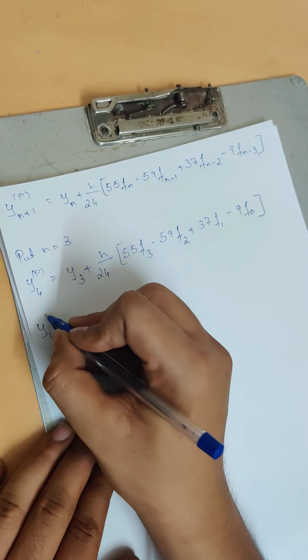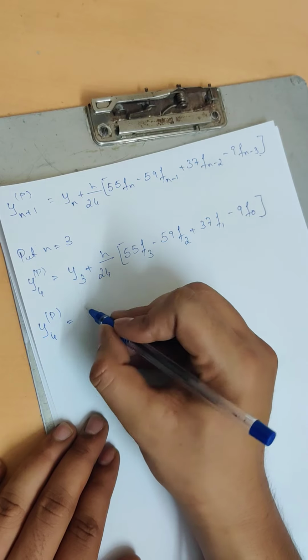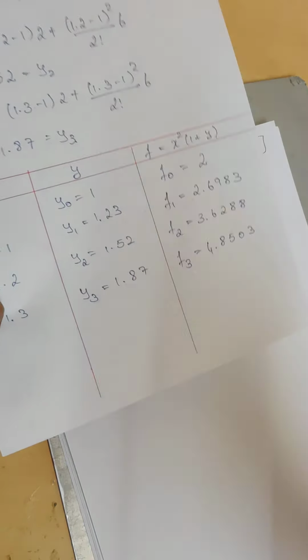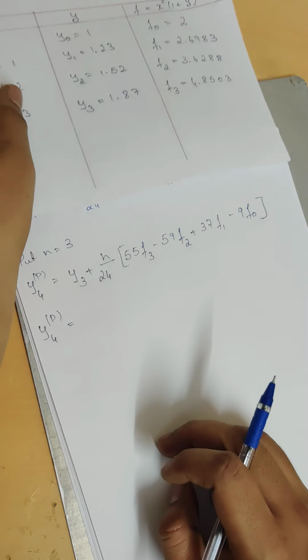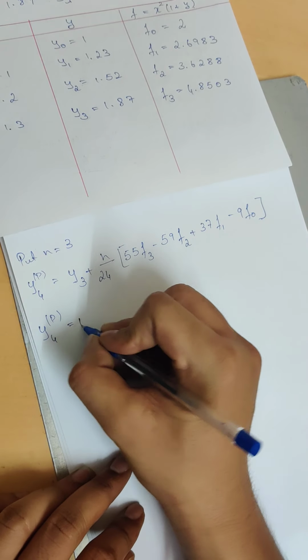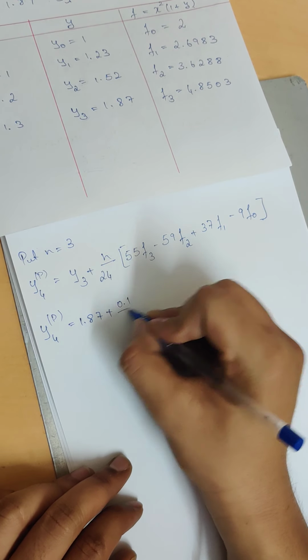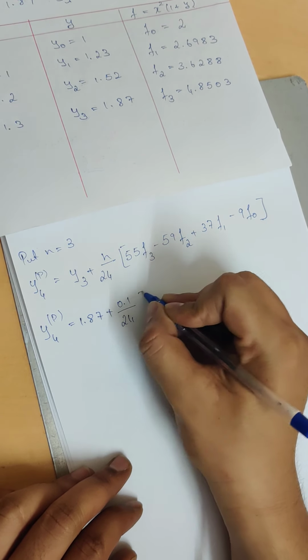So y4 of p is equal to, we know y3, we'll just use this table. y3 is 1.87, so substitute it, 1.87. h we know, which is 0.1 by 24.